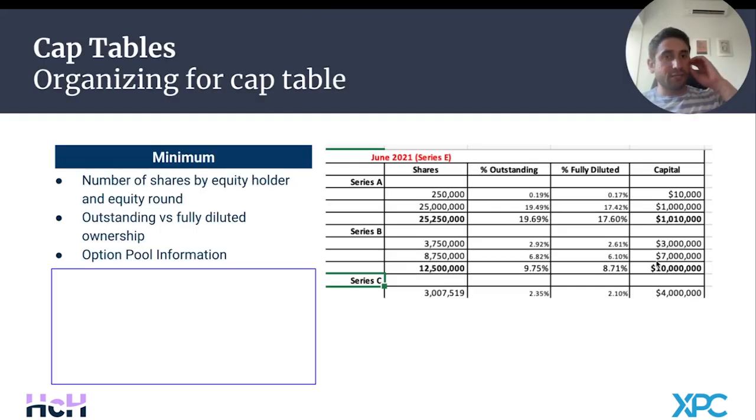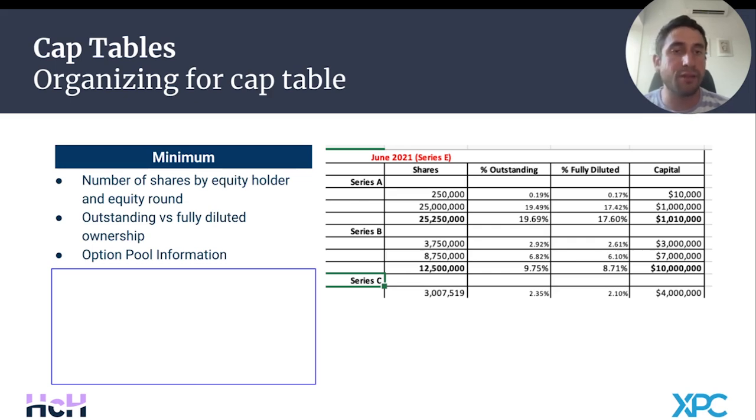So in terms of organizing for that cap table, there are things that are needed to be here and things that can maybe be here. The most important things are number of shares, right, by equity holder and equity round, so Series A versus Series B and shares for each. You need to understand the outstanding versus diluted ownership, which also ties into the option pool.